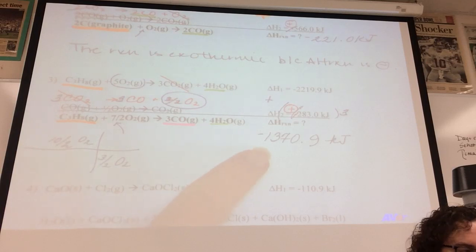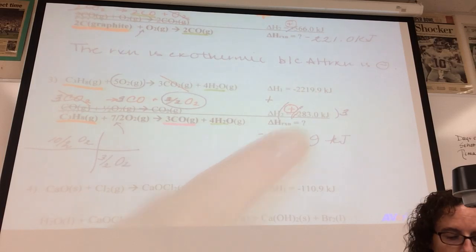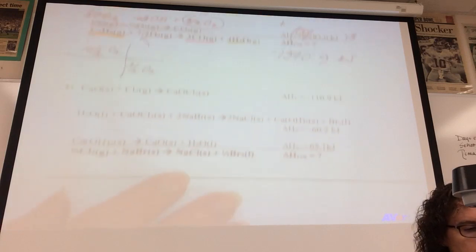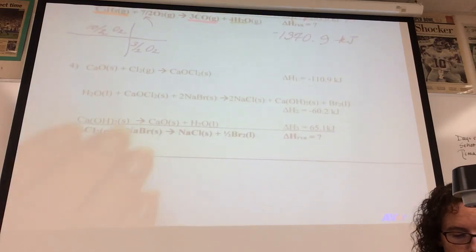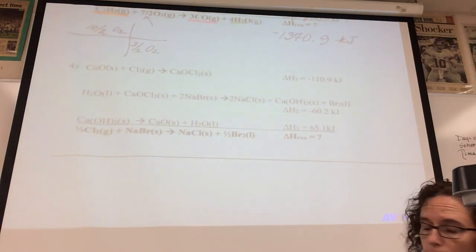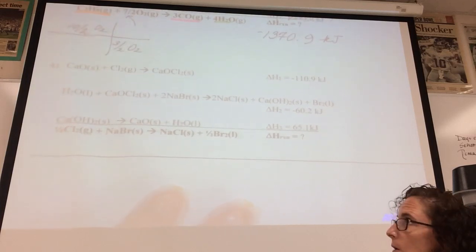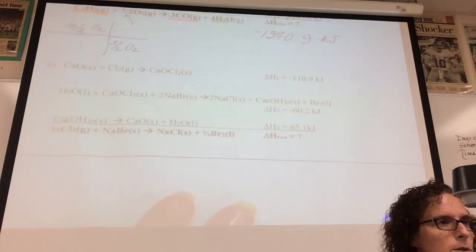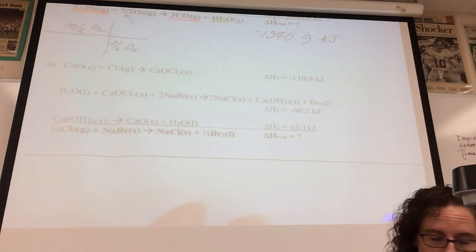And again, this reaction would be endo or exo. Exo because delta H for the reaction is negative. Number 4 is kind of hard. I'm going to let you try number 4. Well, you want to try it or you want to do it together? Together? Okay.